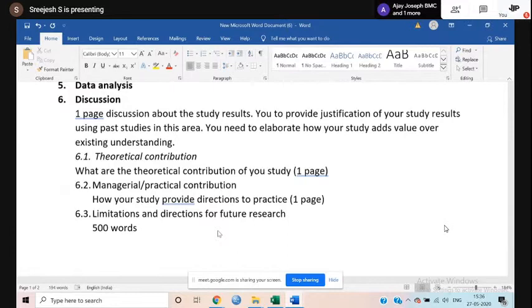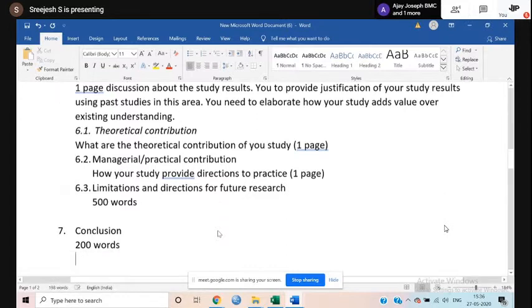Discuss only study result. Try to look at your study result with existing understanding, how your study result converges or diverges with previous understanding. We need to make relevant citations there. And followed by that, you need to say how your study actually adds value to existing theory, the theoretical contribution of your study. And followed by the managerial or practical contribution, how your study adds value to practitioners. And finally, you need to say limitation and direction for future research. At the end of that, some people provide a conclusion. That is the 7th section. It would be a conclusion. It will be minimum 200 words.